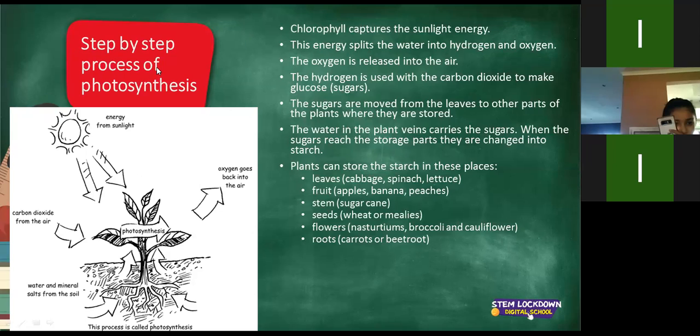Who likes carrots? I love carrots. Good for your eyesight, okay? All right.